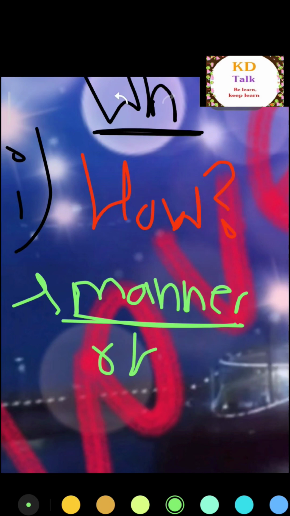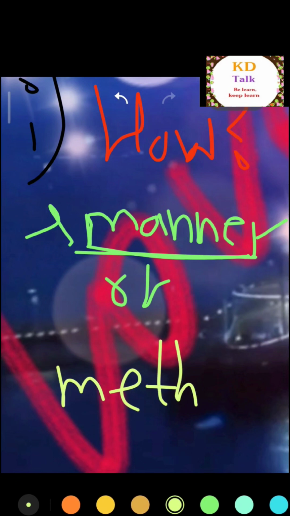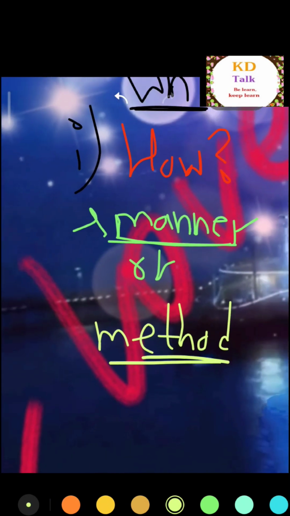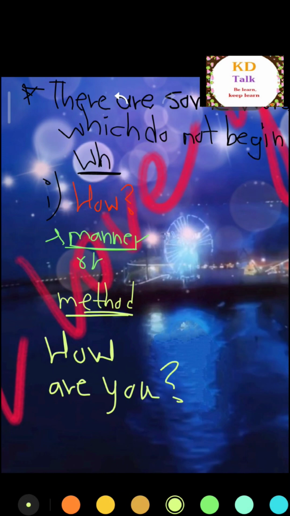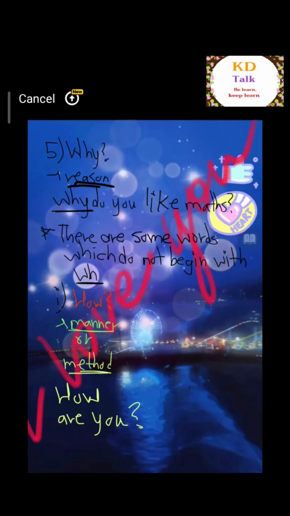How is used to ask about the manner or method. I hope it is visible to you. So how is used to ask about the manner or method, and how is a part of WH questions. For example, if we ask, how are you? This is a question. If we want to ask about the manner or method of someone, then how is used. For example, how are you? This is the example of how.